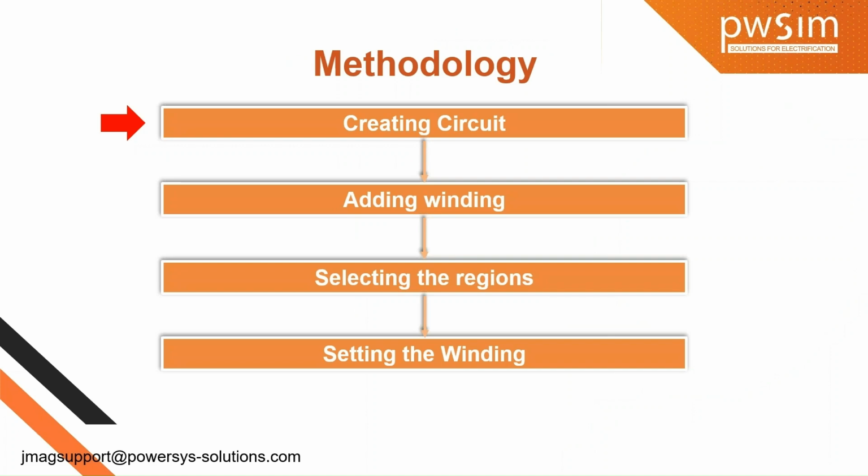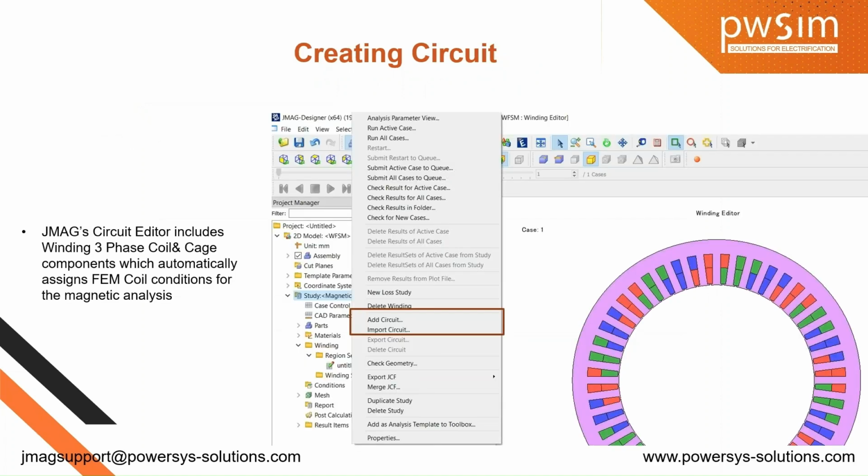As I have already explained, we are going through a particular methodology here. We'll start with creating a circuit. For creating a circuit, JMAG itself has this add circuit option in the study. Since we have the inbuilt circuit editor here, by right clicking on the study, you can see two options. The first one is add circuit and the second one is import circuit.